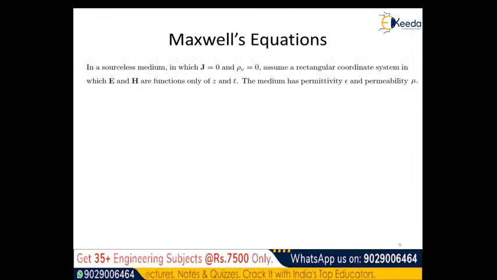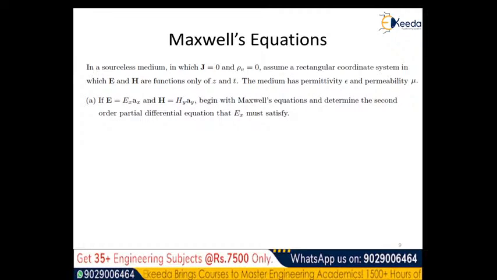In a sourceless medium in which J is equal to 0 and rho v is equal to 0, assume a rectangular coordinate system in which capital E and capital H are functions only of z and t. The medium has permittivity epsilon and permeability mu here. We have part A of the problem statement. If capital E is expressed as Ex ax and capital H is expressed as Hy ay, begin with Maxwell's equations and determine the second order partial differential equation that Ex must satisfy here.